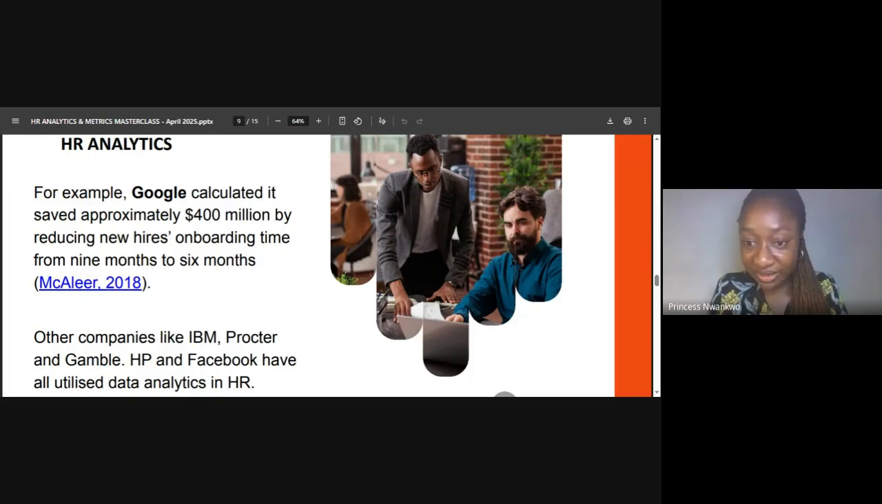I also saw a lot of testimonials from other companies like IBM, P&G, HP, and Facebook on how they have all utilized data analytics in HR to improve their processes. So this is not something small. This is something big. And another thing that we've heard about people analytics or HR analytics is the fact that maybe it's just big companies that can afford to get into analytics. That is absolutely not true. HR analytics can be carried out by small, medium, and big organizations. Okay, so this is one important piece of information about HR analytics.